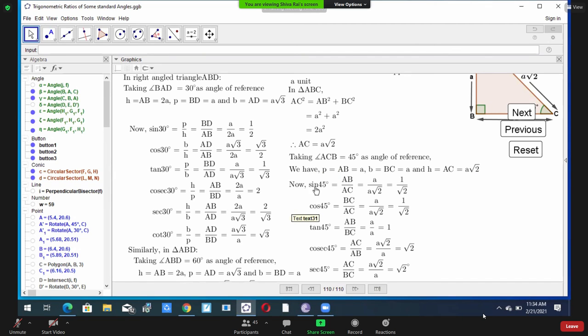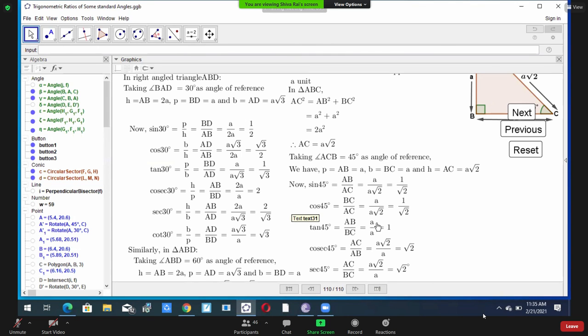Let's find the trigonometric ratios of 45 degree. Sine 45 degree, already sine theta means P upon H, but I am not writing P upon H here. One step I am skipping, but try to know it. Sine 45 degree is equal to AB upon AC, P upon H. P means A, and H means A root 2, so A and A cancel, and 1 upon root 2 remains.